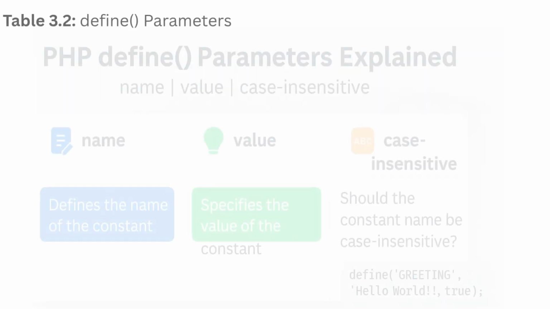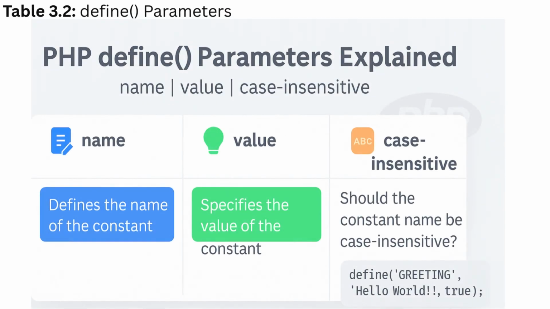Let's now understand the parameters of the define function in detail. The define function in PHP accepts 3 parameters: name, value, and case-insensitive.